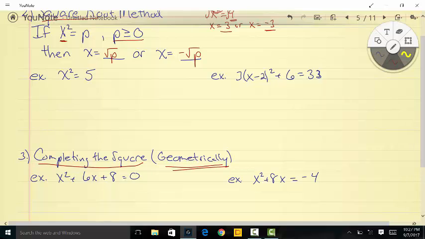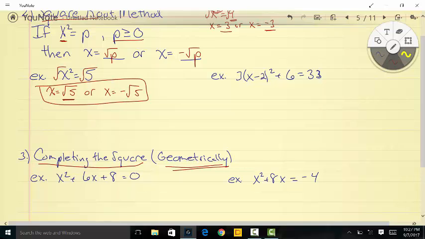So a few short examples from this one. X squared equals 5. We're going to square root both sides, and we'll just say that the answer is either x is equal to the square root of 5 or x is equal to negative square root of 5. And those are our answers.